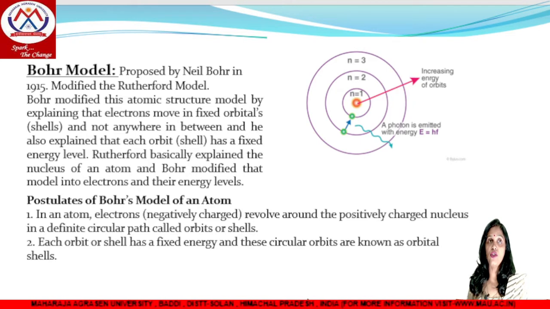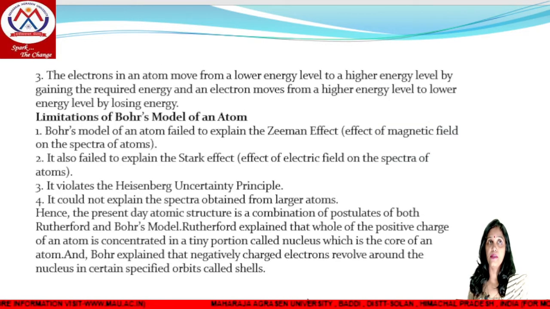Now, there are some postulates of Bohr's model of an atom. In an atom, electrons which are negatively charged revolve around the positively charged nucleus in definite circular paths called orbits or shells. Each orbit or shell has fixed energy, and these circular orbits are known as orbital shells. Electrons in an atom move from a lower energy level to a higher energy level by gaining the required energy, and an electron moves from a higher energy level to a lower energy level by losing energy.